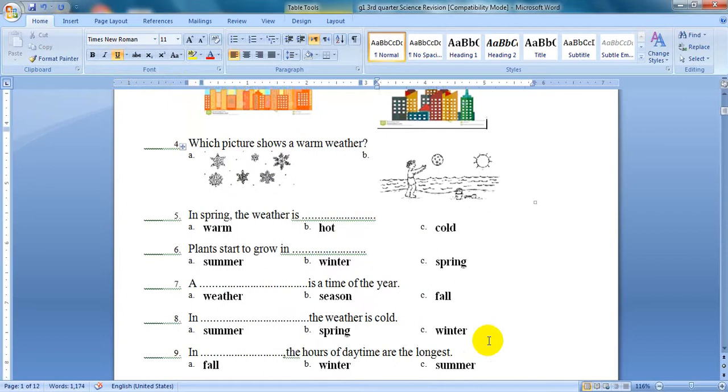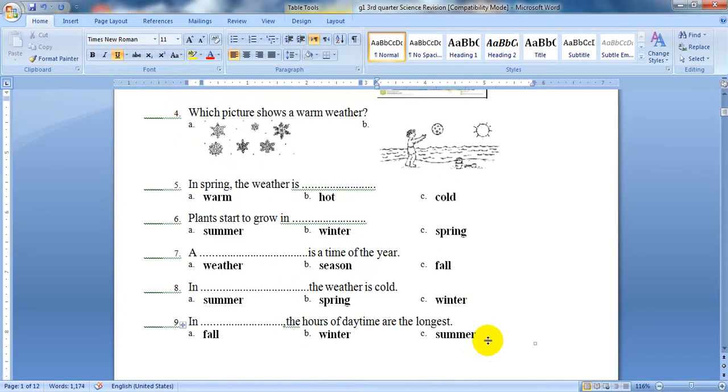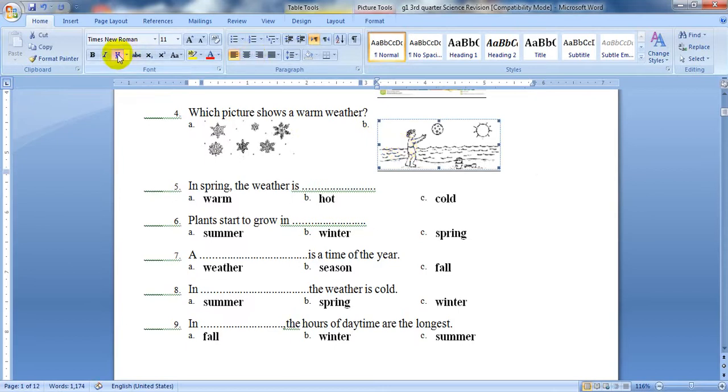We are still on the same page, page number 1, question number 4. Which picture shows a warm weather? Is it the first one which has snowflakes, or the second one which has a boy playing on the beach? Of course, the answer is letter B.